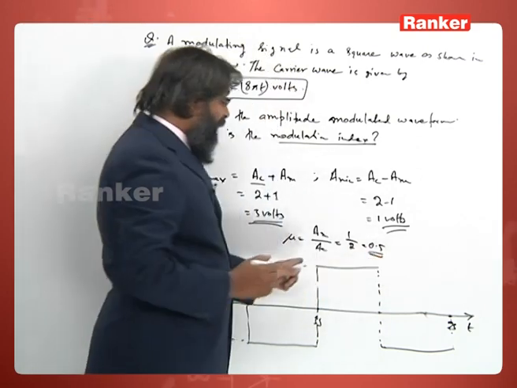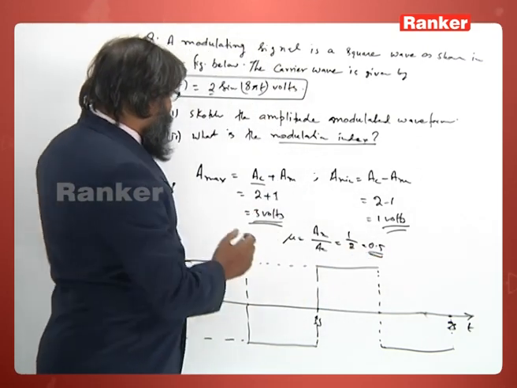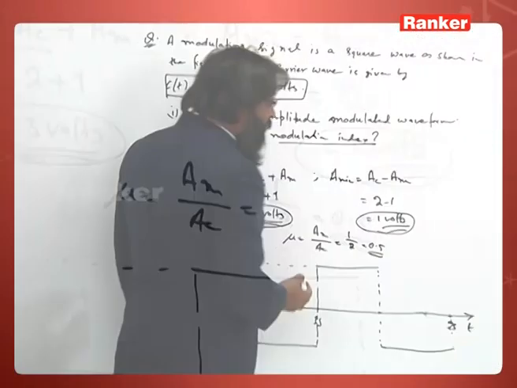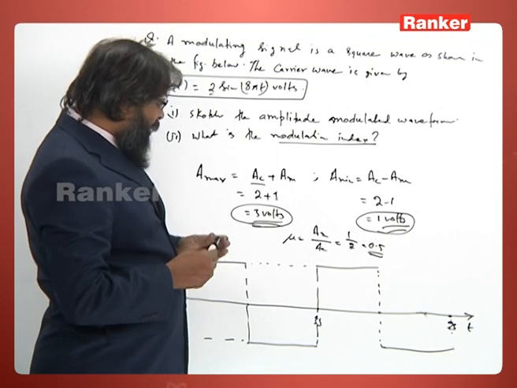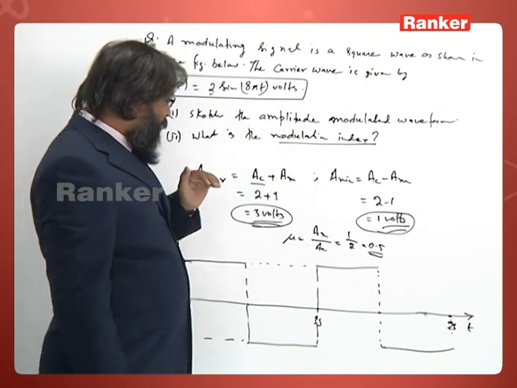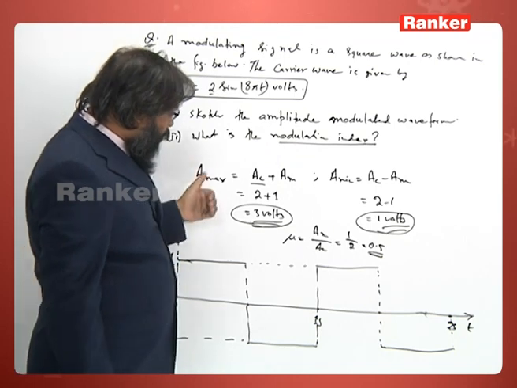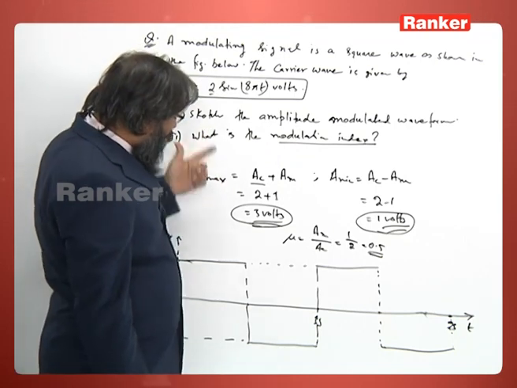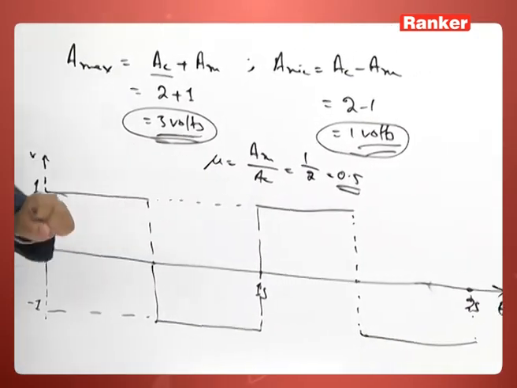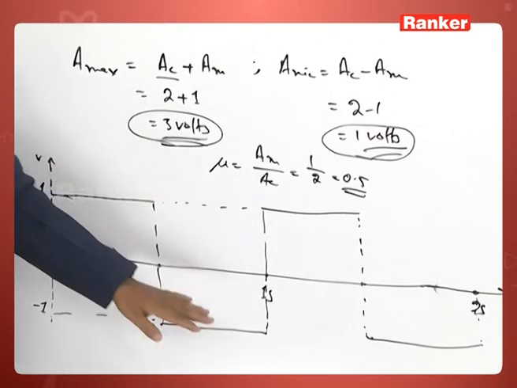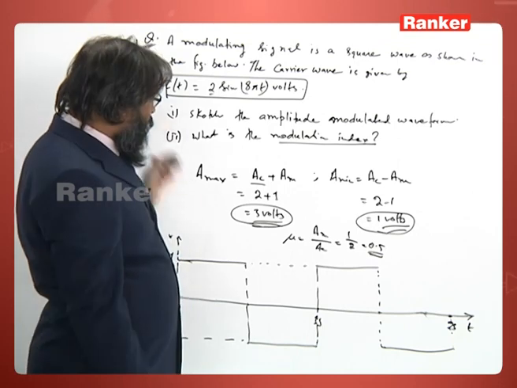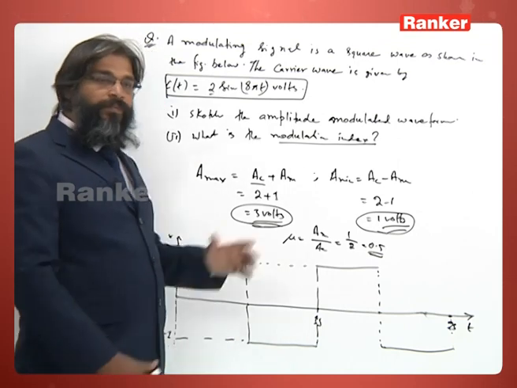So the modulation index is 0.5, the maximum amplitude is 3 and the minimum amplitude is 1. Now let us see how to draw the modulated carrier wave, that means how the carrier wave will be modified according to this digital signal. You see, this is not 0 and 1, this is 1 and minus 1, so this is a rectangular waveform. Let us see this. Please take this.